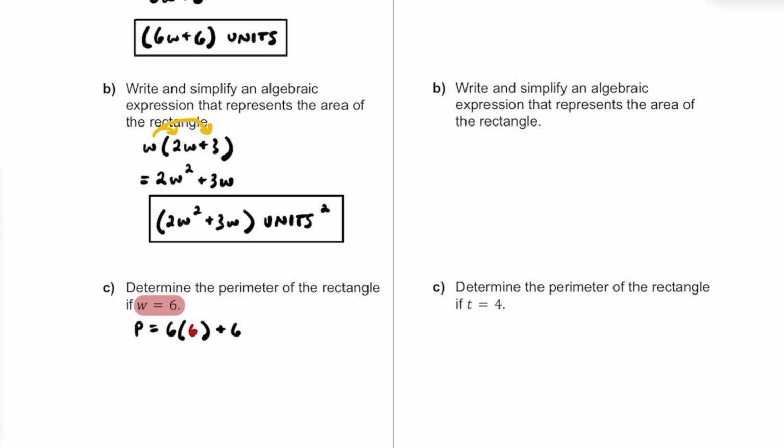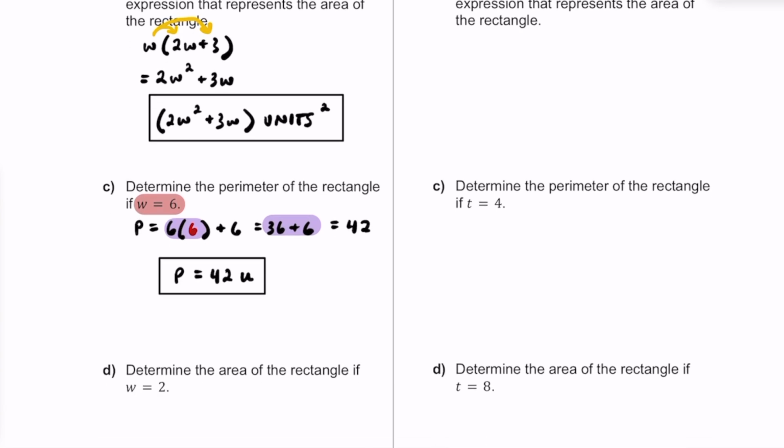Following the order of operations here, 6 times 6 goes first. That's going to be 36. So we can say this is going to be 36 plus 6 units. And then 36 plus 6, that's going to be 42. So the perimeter here is going to be 42. So we can say the perimeter is 42. We can just say u if you would like.